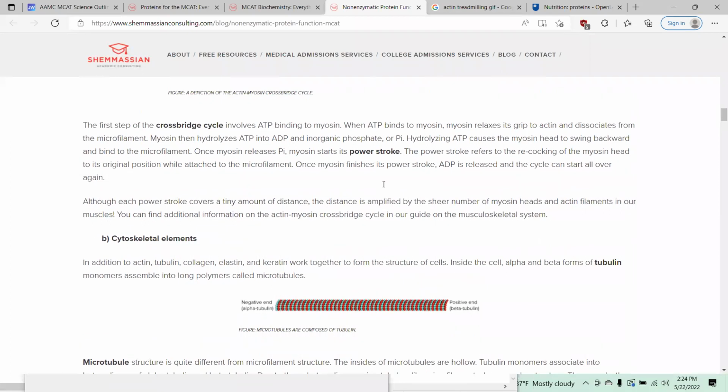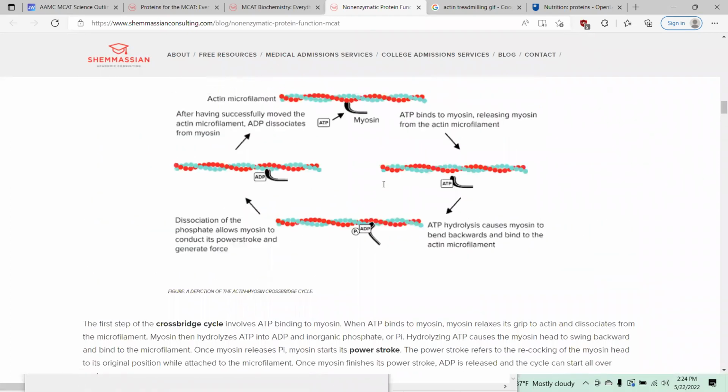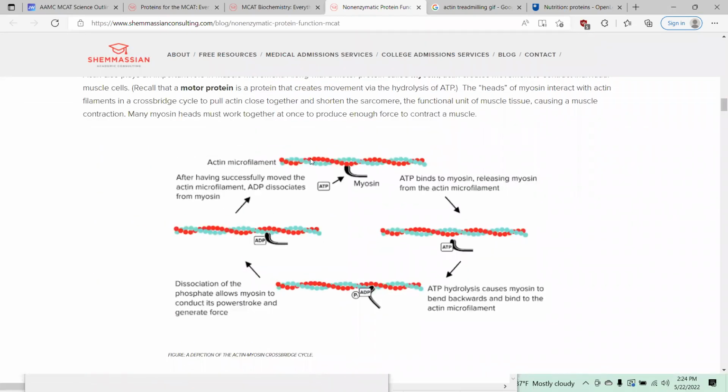So any questions about myosin? Any questions about this? You're going to revisit this when you study muscles and stuff. That's definitely going to come up again.